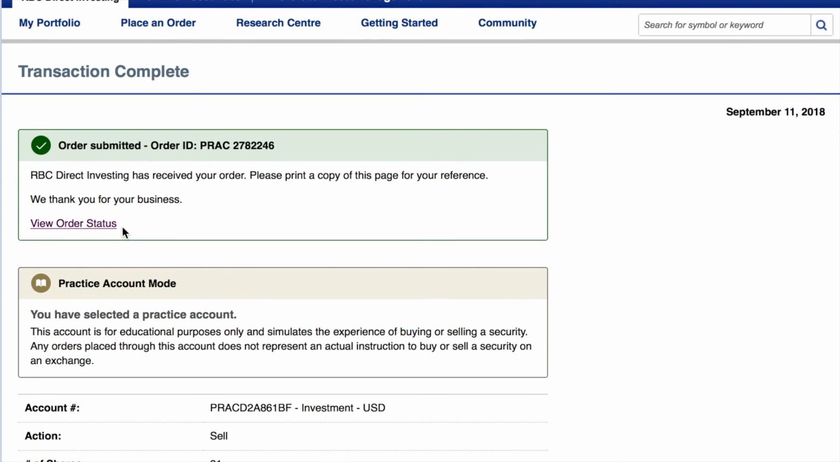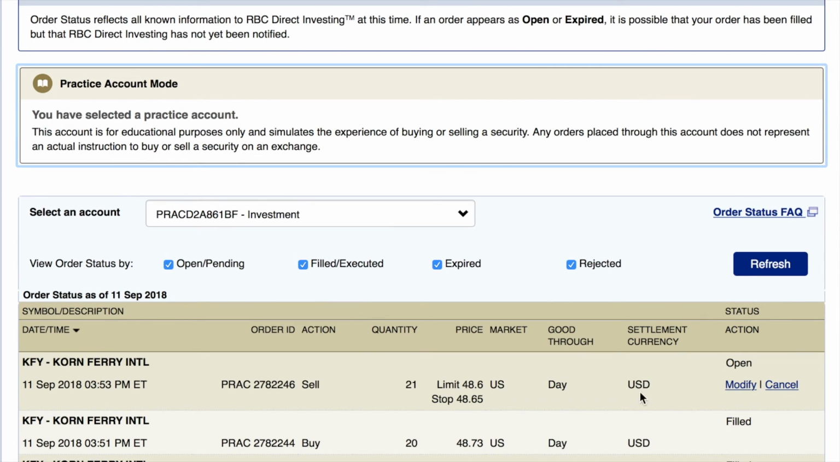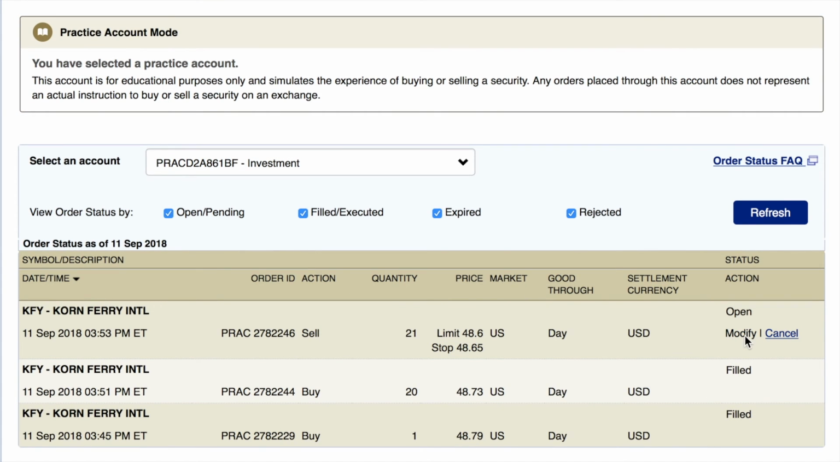There we go. Go view our status. As you can see, it's going to sell us out when it gets down below 48.65. And as the price, as the 48.73 increases, I'll also increase this. So then we just go to modify.